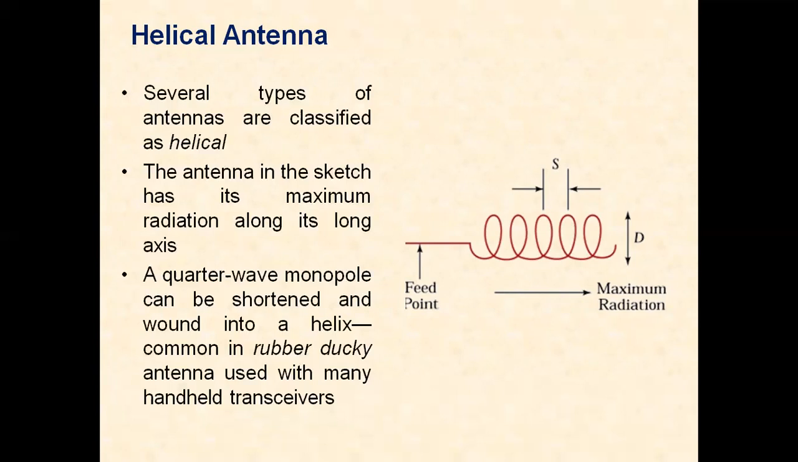The gain of the helical antenna is proportional to the number of turns. The appropriate expression for the gain is G equal to 15 n s pi d square by lambda cube. G is the gain, n is the number of turns, s is the turn spacing, d is the diameter of the helix, lambda is the wavelength.